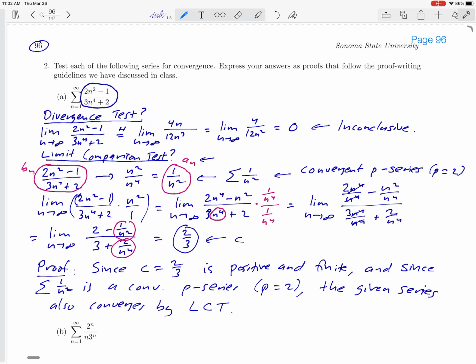Limit comparison test is kind of long to write out, so I like to abbreviate that LCT. That just stands for limit comparison test. And notice, basically the idea of this test again is that however the comparison series, the 1 over n squared, behaves, that's the way that our given series is going to behave as well.